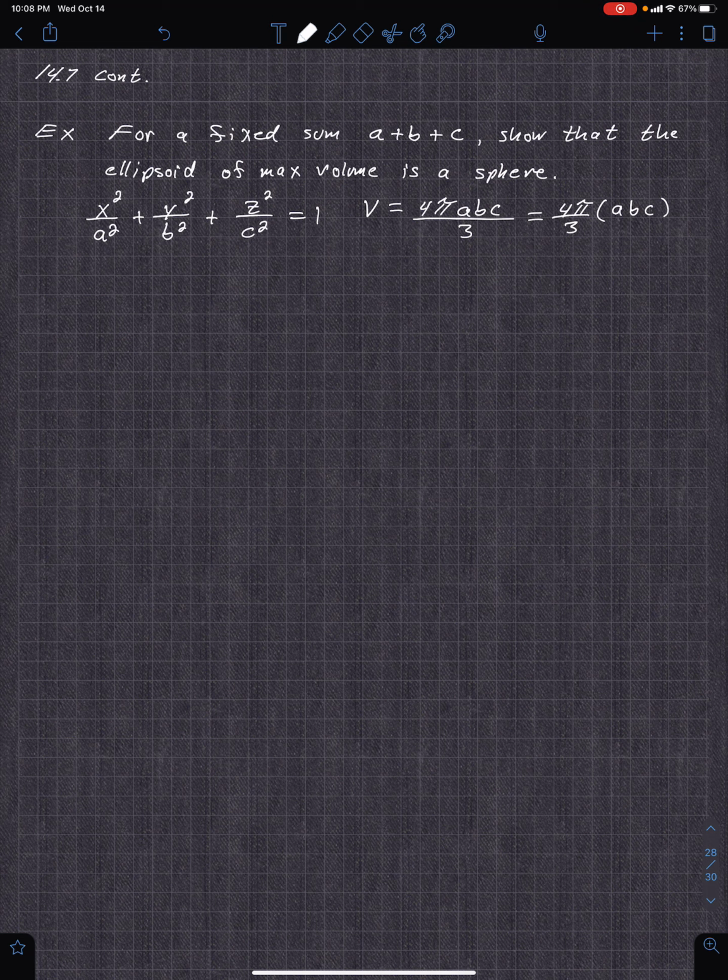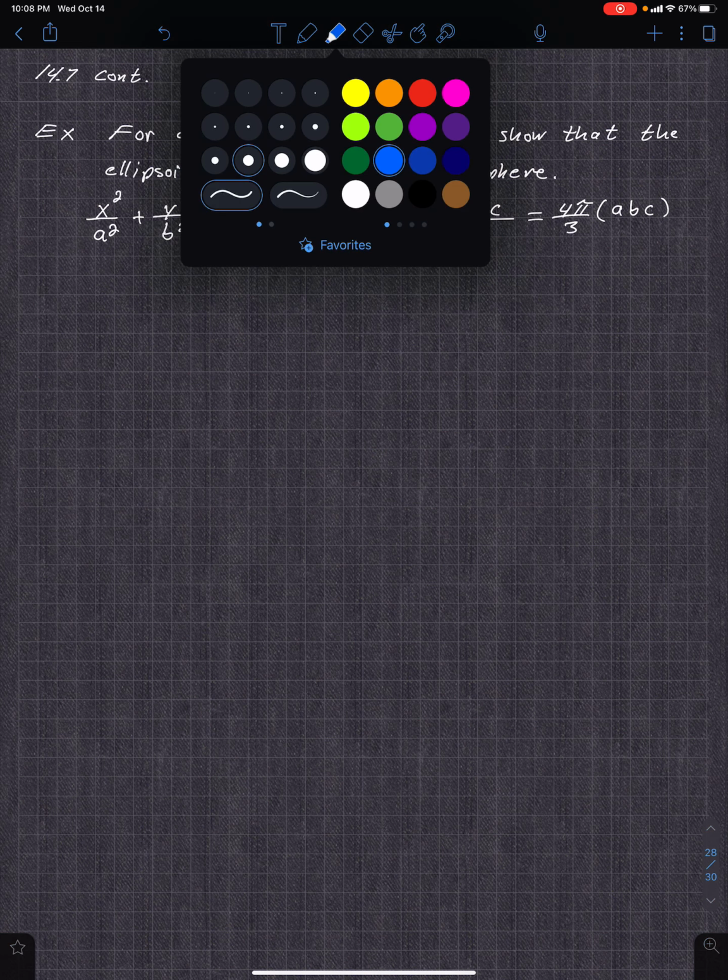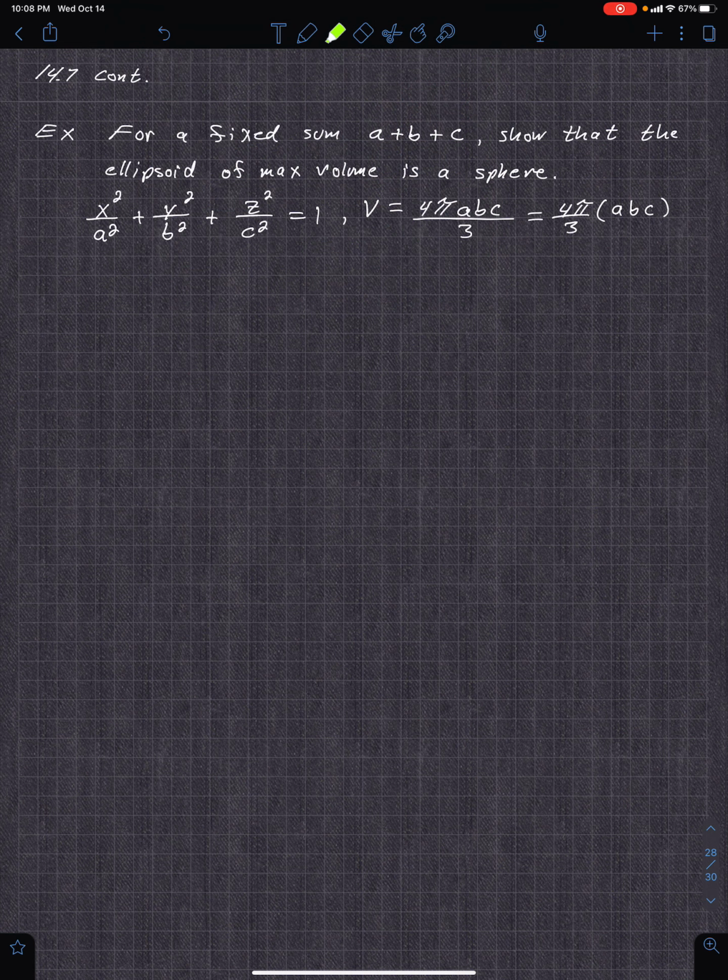So what are we going to use? Those are formulas we have. We talked about the formula of an ellipsoid. We have a fixed sum, meaning it's equal to a constant, say k. And then we have a volume formula. So what are we trying to minimize or maximize? We're trying to maximize volume. So that's what we're going to use.